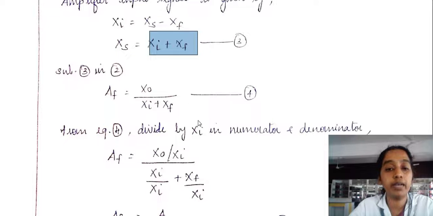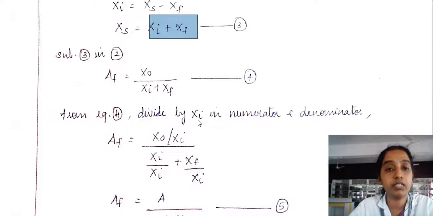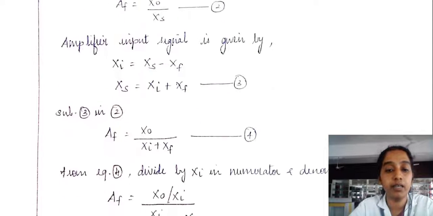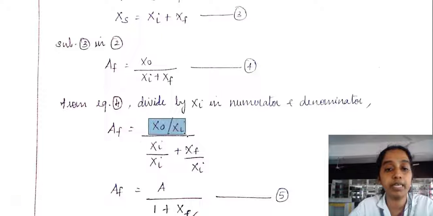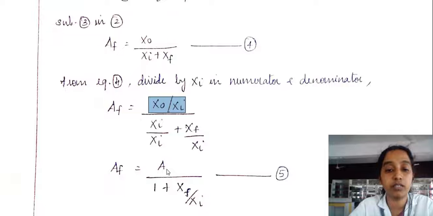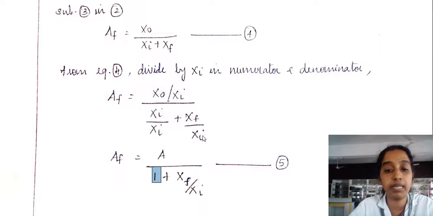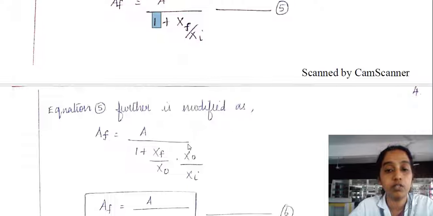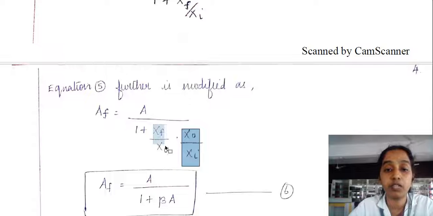Now divide numerator and denominator by Xi. What is X naught by Xi? X naught by Xi is A, capital A. So replace X naught by Xi with A. This Xi will get cancelled, and you get the value 1. And here you do not know what Xf by Xi is, so I multiply and divide by X naught. So now what is X naught by Xi? It is A. And what is Xf by X naught? Output is from the feedback, input is from the output. So this we can replace with beta.